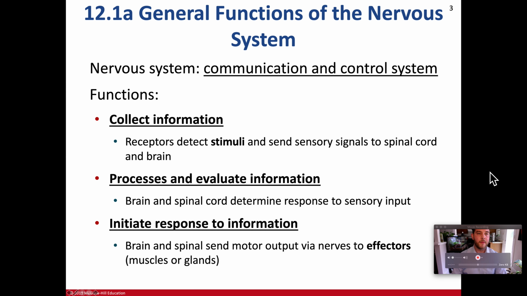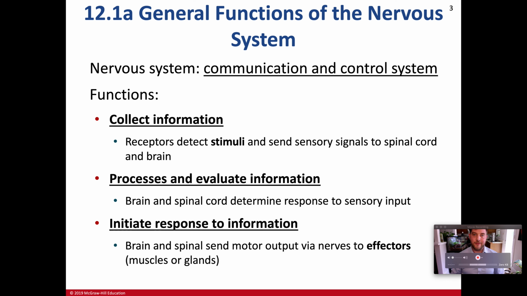Okay, so the general functions of the nervous system. The nervous system is used for communication and control. There are two control systems in our body, the nervous system and the endocrine system. You'll get into that one in chapter 17, but the nervous system is one of the ways that we control our body and regulate homeostasis. The nervous system is a lot faster than the endocrine system. The endocrine system uses hormones to regulate and change body processes, whereas the nervous system uses electrochemical signals.